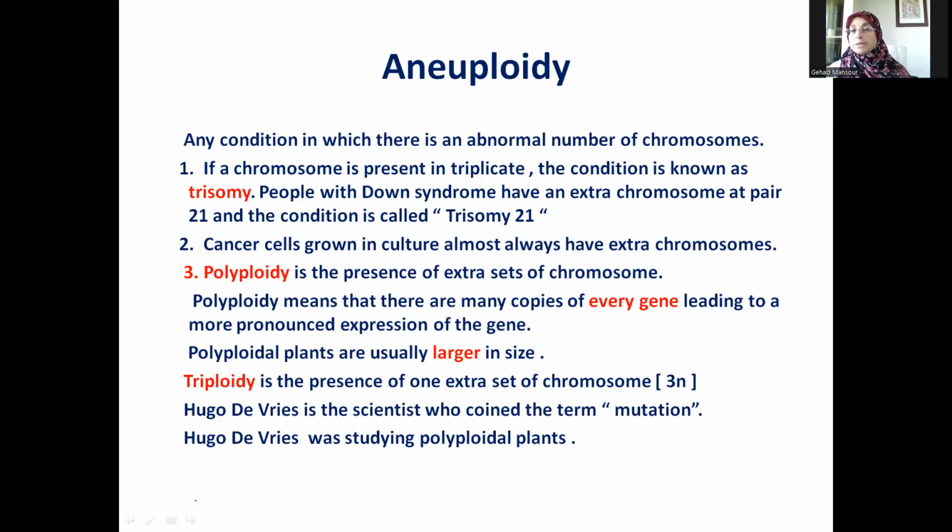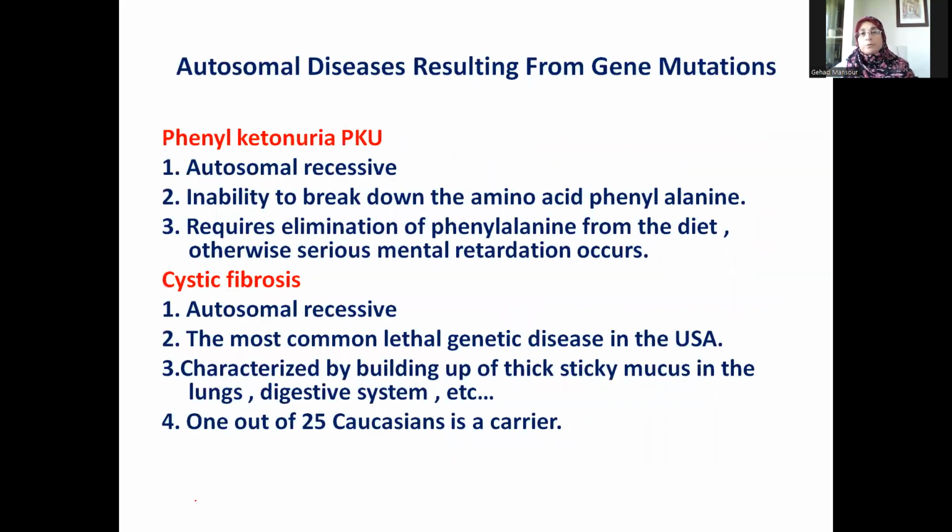Of course, polyploidy is acceptable in plants, and the plant gives pollen grains and ovules, and it gives fruits that are larger than normal, flowers that are larger than normal. But in human beings, aneuploidy results in abortion. And Hugo de Vries is the scientist that coined the term mutation, not the term polyploidy. And now we're going to study examples of diseases that result from gene mutation.